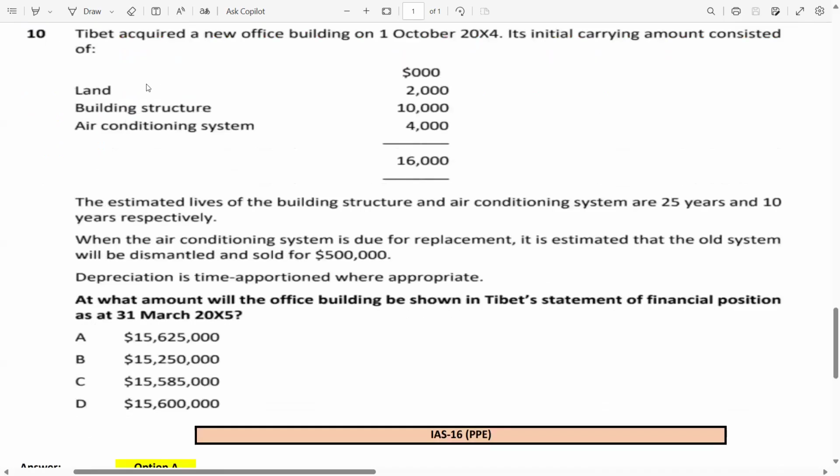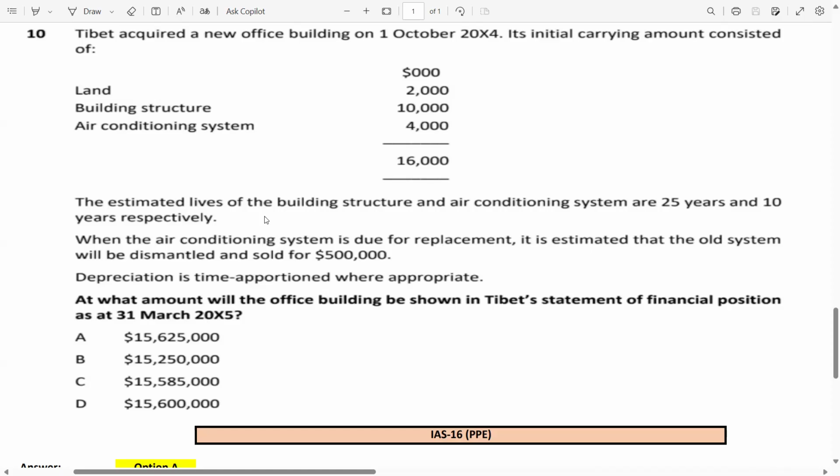Now guys, this is the last question of today's lecture. Please be attentive, this is very important. There is a little bit of a trick in this. Tibet acquired a new office building on 1st October 2004. Its initial carrying amount consisted of land 2,000, building structure 10,000, air conditioning system 4,000. The estimated lives of the building structure and air conditioning system are 25 years and 10 years respectively.